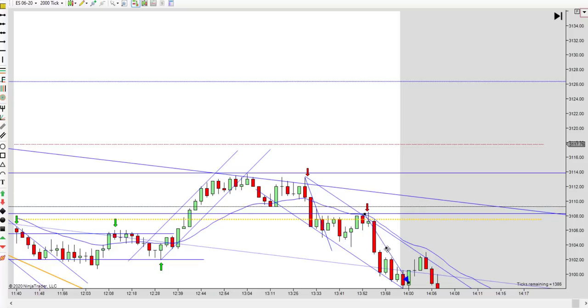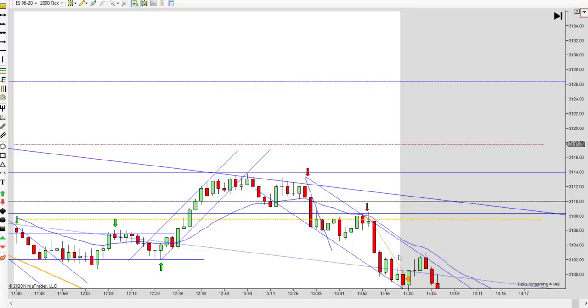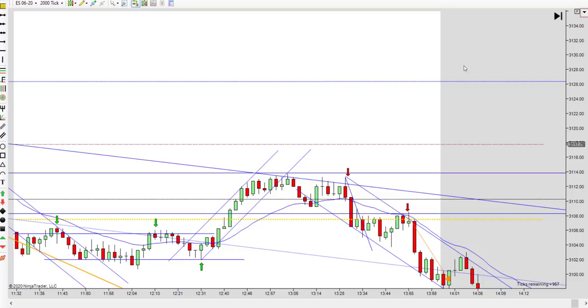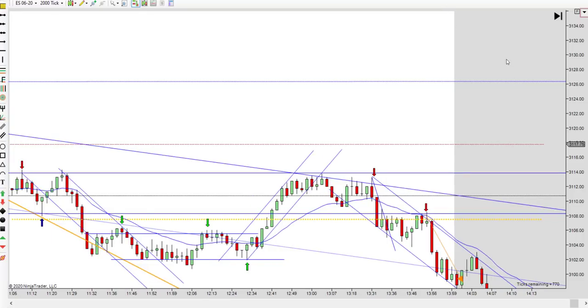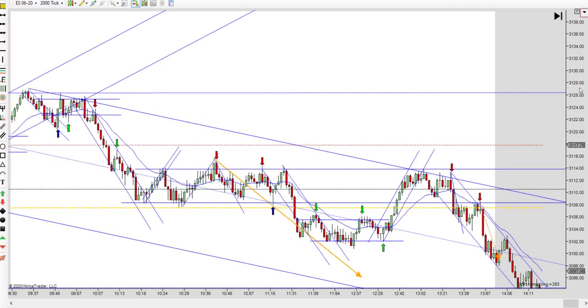Leg one, leg two, and you see we got pretty much a perfect measured leg, and then it bounced a little bit. Somebody else gave me this little idea. He said he was making his arrows a little different color just so you can see them, yet they're not mixed in with all the other blue, and I like that idea, so I'm going to copy his little idea. So thanks for that suggestion to that trader that was doing that.